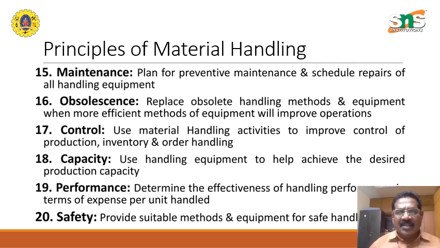Performance: determine the effectiveness of handling performance in terms of the expense per unit handled. Every unit that you are going to handle. For example, if it is a courier company, the charges are directly proportional to the handling and the transport, everything put together, including the profit that is required. So this kind of cost consciousness is very much required. Safety: provide suitable methods and equipment for safe handling. So this is about the principles of material handling.